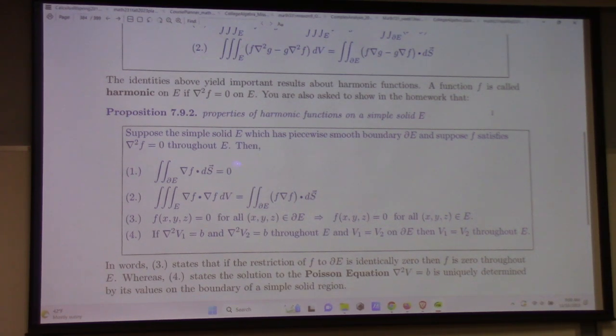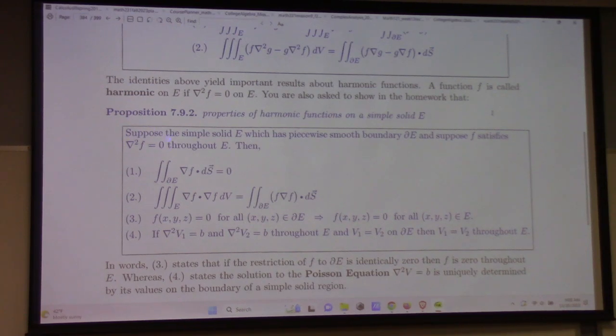Anyway, the reason I might put it on the math battle, again, is that these are just simple logical consequences of the divergence theorem. They're not physics, okay? And once you know these, you can derive these. A harmonic function, what's a harmonic function?